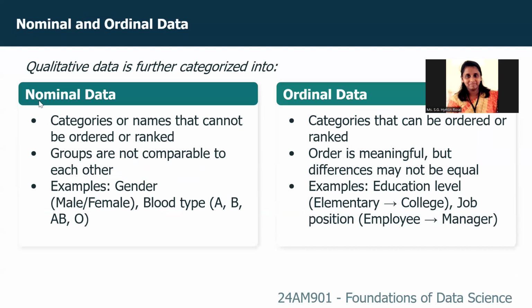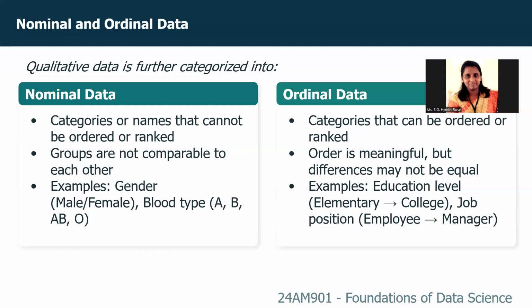Next, this qualitative data is further classified as nominal data and ordinal data. So what does nominal data represent? It consists of categories that are names that cannot be ordered or ranked. So the categories are simply labels. There is no inherent hierarchy.